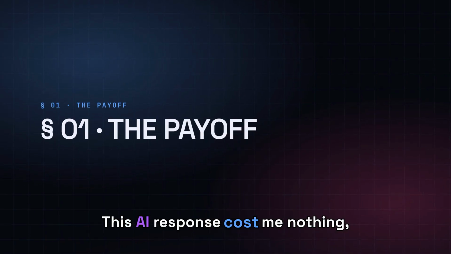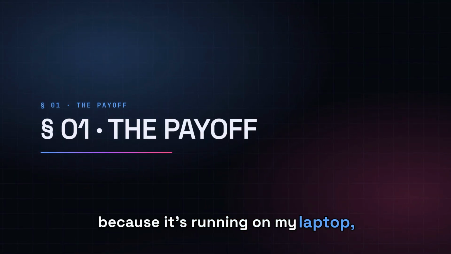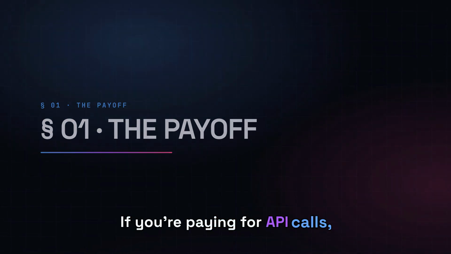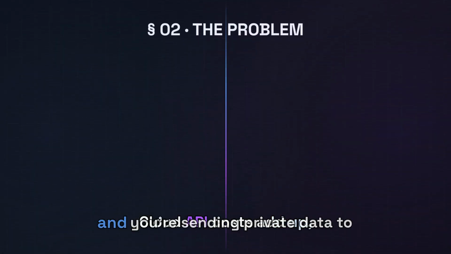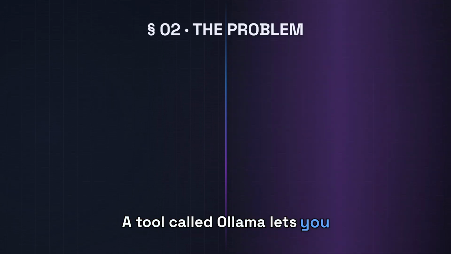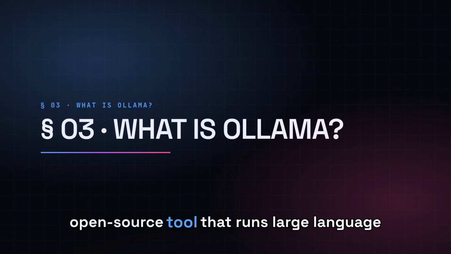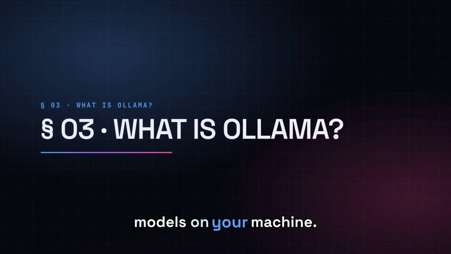This AI response cost me nothing because it's running on my laptop, not an expensive cloud API. If you're paying for API calls, those cloud API costs add up and you're sending private data to a third party. A tool called Ollama lets you run AI on your own machine for free in minutes. Ollama is a free, open-source tool that runs large language models on your machine.